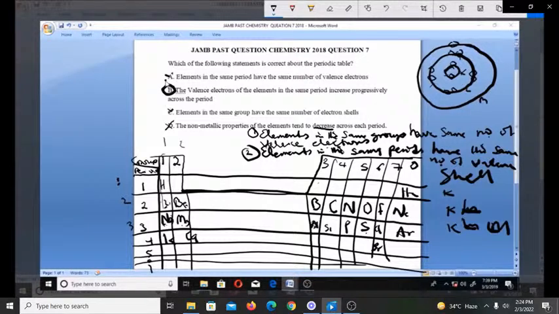Periodic table is actually the arrangement of elements according to their atomic numbers. And you can see we have 7 periods and 8 groups. Elements in the same group have the same number of valence electrons, whereas elements in the same period have the same number of valence shell. And non-metallic properties tend to increase from left to right of the table, as well as the number of valence electrons also increases from left to right across the period. Thank you.